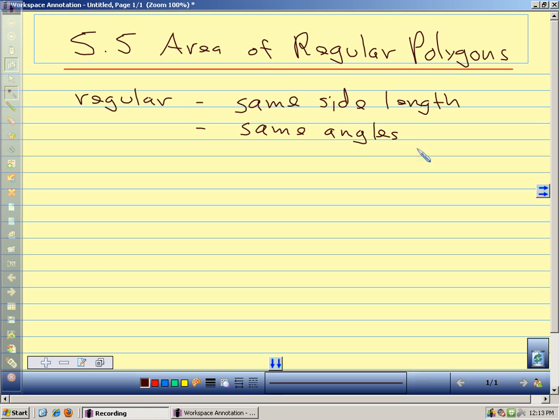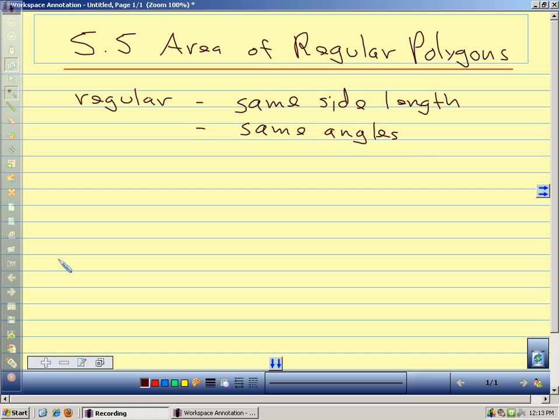So what we're talking about here is a polygon that has all the same side lengths and all the same angles. So we can use these formulas for any polygon. It could be a triangle, it could be a square, it could be a pentagon, hexagon. As long as they have the same side lengths, we can use what we're talking about today.